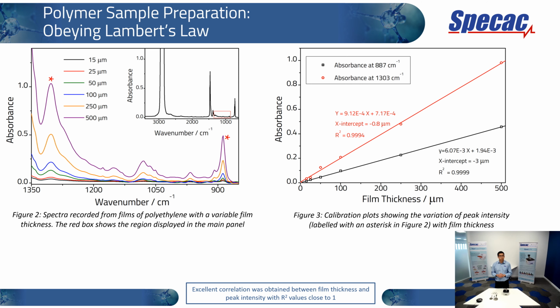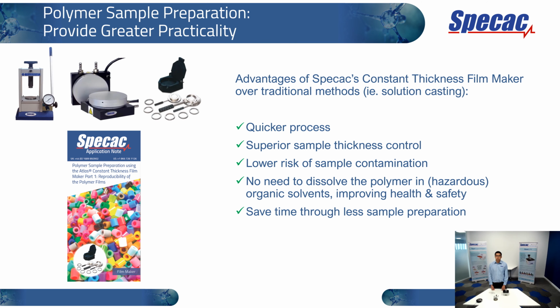So some advantages of Specac's constant thickness film maker over a traditional method such as solution casting is the fact that it provides a quicker process. It's got a more superior sample thickness control. There's a lower risk of sample contamination. There's no need to dissolve the polymer in hazardous organic solvents, improving the health and safety in the workplace or in your lab. And it saves time through less sample preparation.